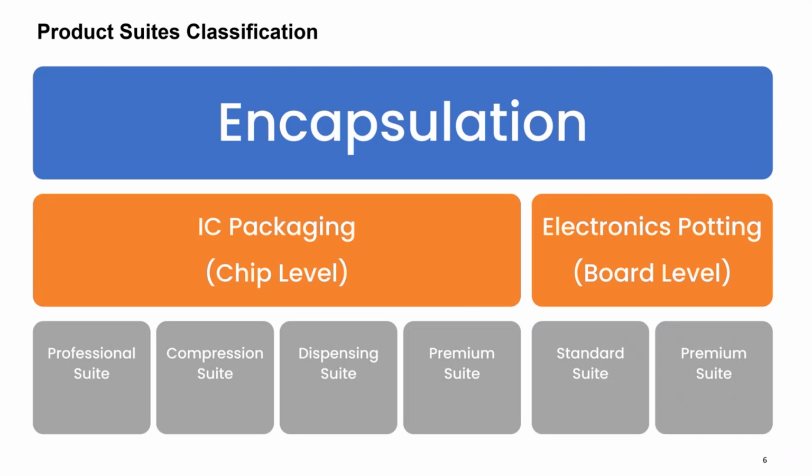This year, we separated our encapsulation product into two parts. One is IC packaging, and the other is electronic potting. From a scale perspective, we can treat these two parts as chip-level or board-level processes or products.